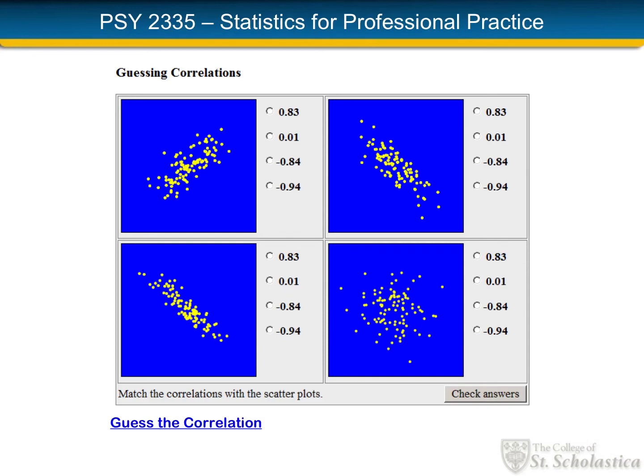Sometimes the options can be quite hard to detect. For instance, minus 0.84 and minus 0.94 are going to be pretty similar graphs. They're both negative. Here's our strongest correlation, probably the 0.94, but you can see that the minus 0.84 is not really all that different. So one of the benefits of using the Guess the Correlation website is getting increasing expertise at recognizing how much correlation you would see once you've computed the coefficient out of a set of points in a scatter plot.